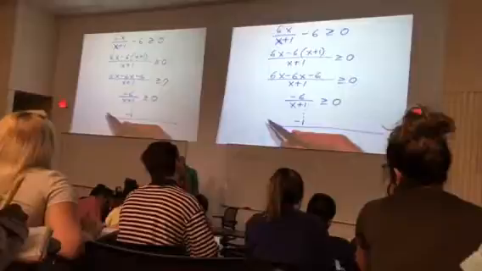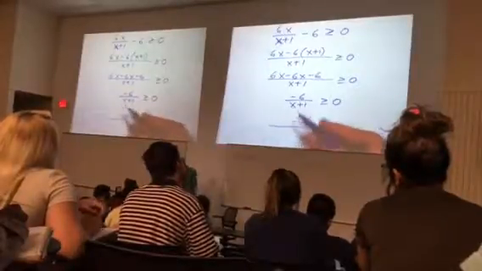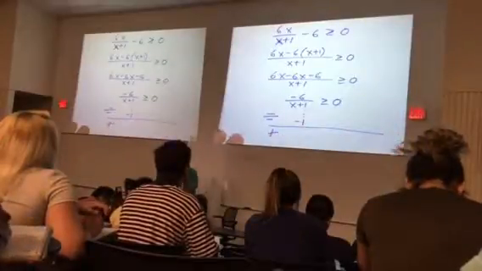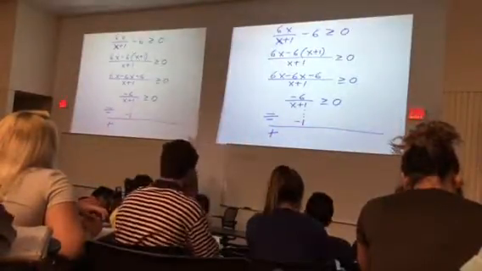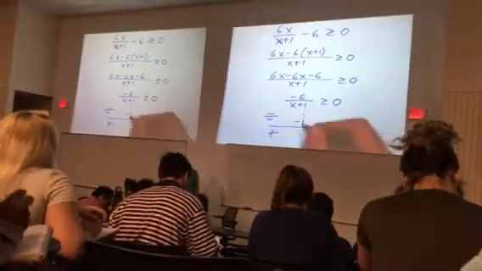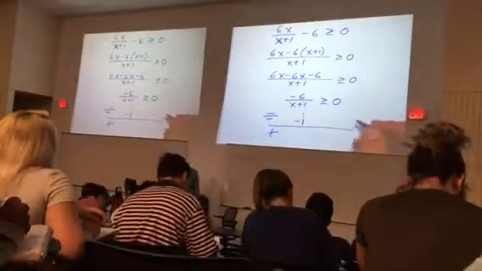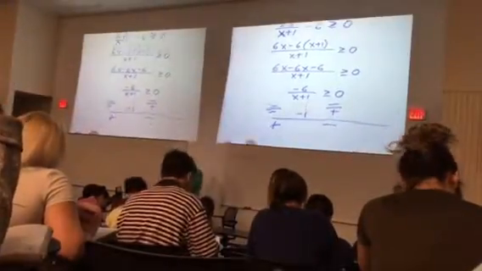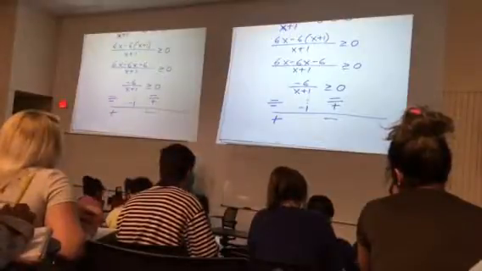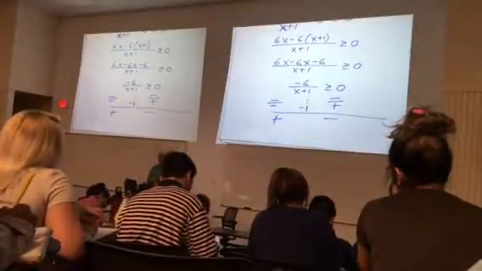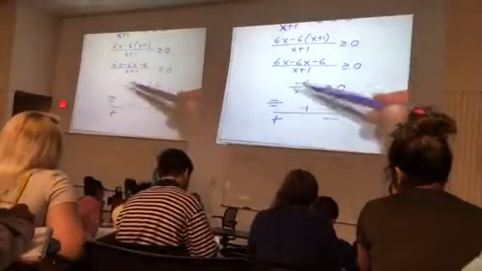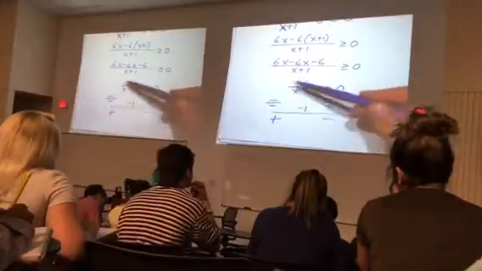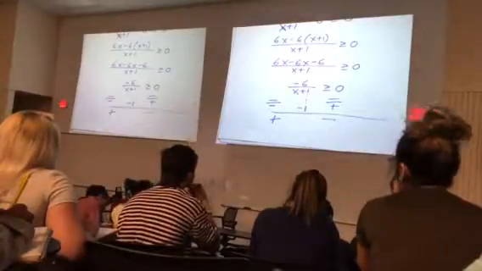Left of -1, if I take a -5, plug it in, I get negative over negative. Whole thing positive. Right side of -1, if I pick 10, I get negative over positive, which is negative. So you've got to keep track of that negative in the numerator. If it's positive, it doesn't change anything. Negative, I gotta keep track of it.